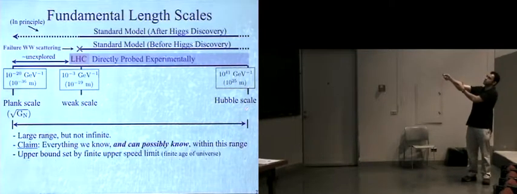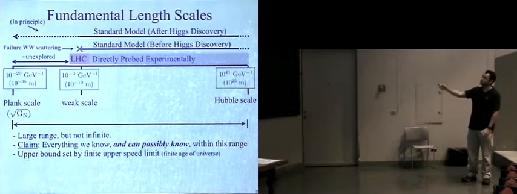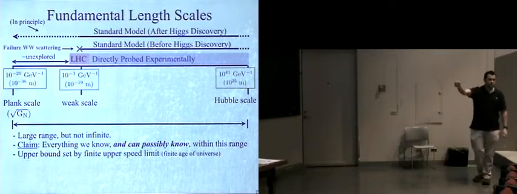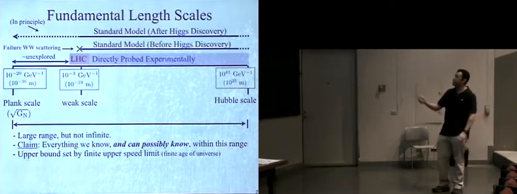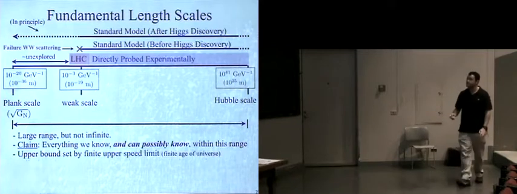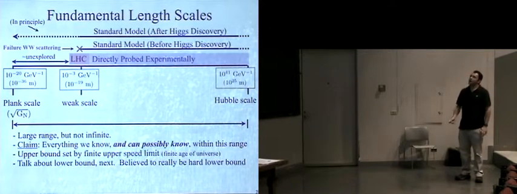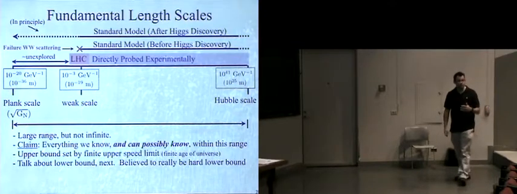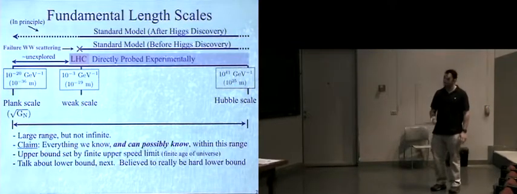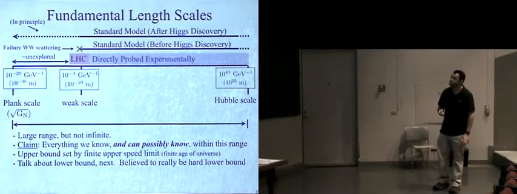So this upper bound is just set by the finite speed limit and the age of the universe. Now this will slowly get bigger as the age of the universe gets bigger, but for our purposes, we think about it as being fixed. And I'll talk about the lower bound next, but this is also believed to really be a hard limit. So we don't think that we can go below that.